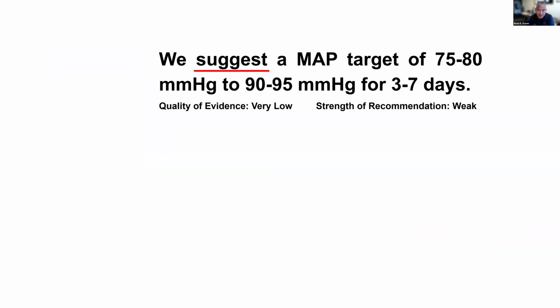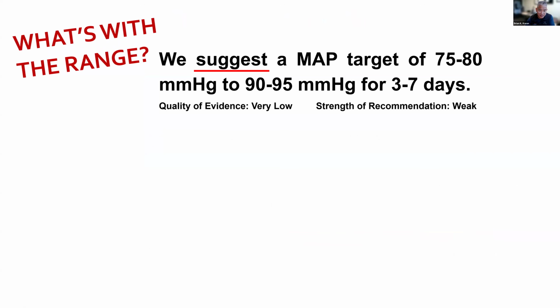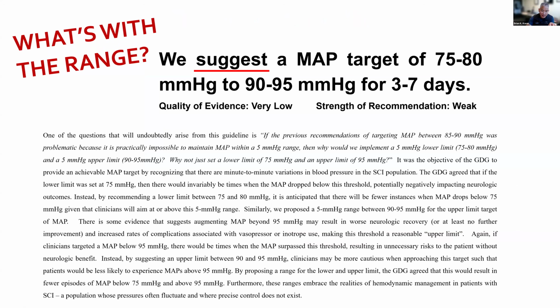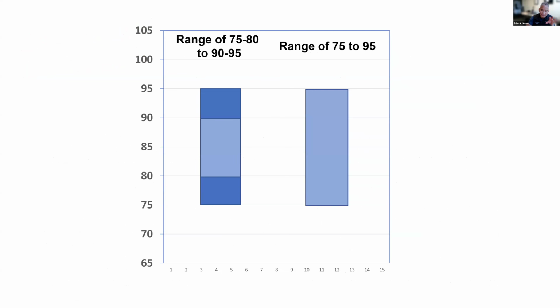Now, one of the questions that we knew would arise from this guideline is, what is with this range? What is with this range, and why did we decide on a 75 to 80 at the bottom end to this 90 to 95 at the upper end? We actually wrote an entire paragraph in the guidelines to explain this. But in essence, I think figuratively, this is what we were trying to achieve.